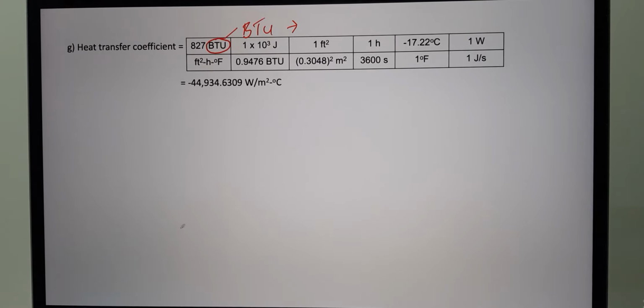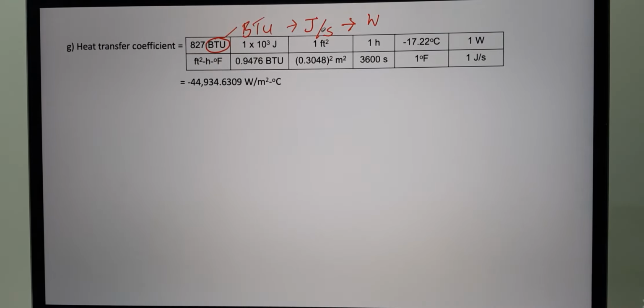So what you need to do is convert from BTU to joule per second, then only you can convert to watt. Alright, so that's why we have this BTU, followed by conversion from BTU to joule, and then from joule we are going to convert to watt. Okay, we go one by one. Alright, so first thing first, this one I think you are going to confuse with this one, so I will erase this one first.